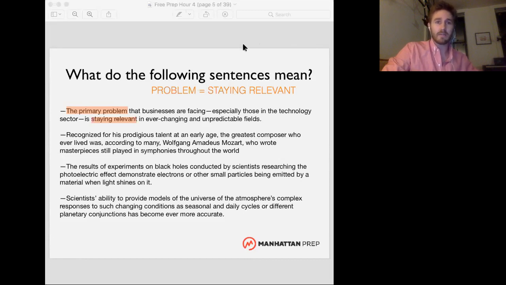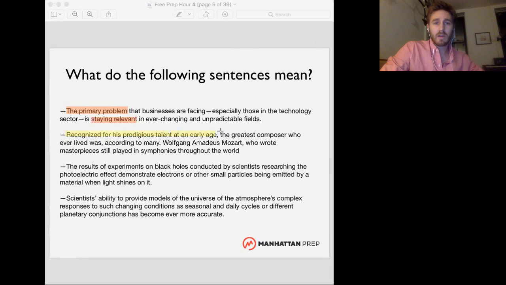Really read them for what they say. Okay. How about this second sentence? Wolfgang Amadeus Mozart. What is the subtle meaning issue here? Any thoughts? I think someone had mentioned it earlier. Yeah, Pauline says a modification problem, and that's exactly right. Here, recognized for his prodigious talent at an early age, that's a modifier.